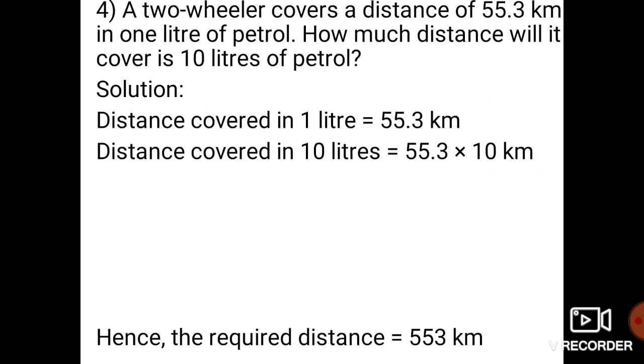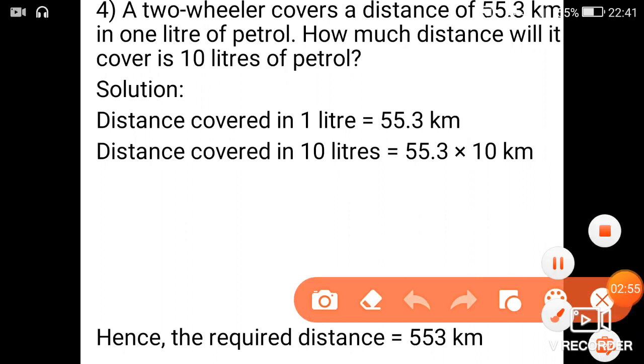Next, fourth problem. A two-wheeler covers a distance of 55.3 kilometer in 1 liter of petrol. How much distance will it cover in 10 liters of petrol? We need to find. So, we'll write down the given data. Distance covered in 1 liter is equal to 55.3 kilometer. And distance covered in 10 liters is 55.3 into 10 kilometer. If we do, we'll get the answer.